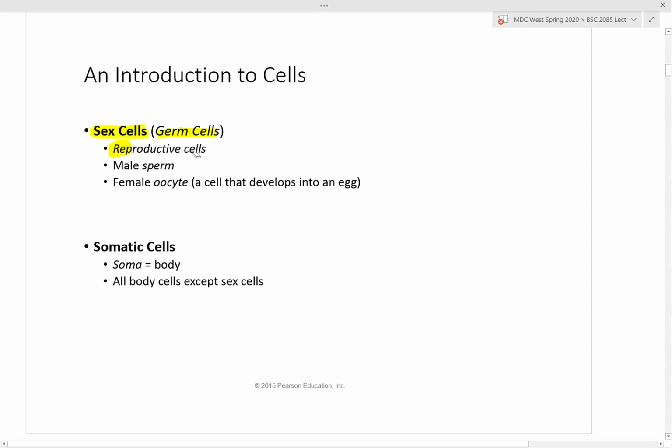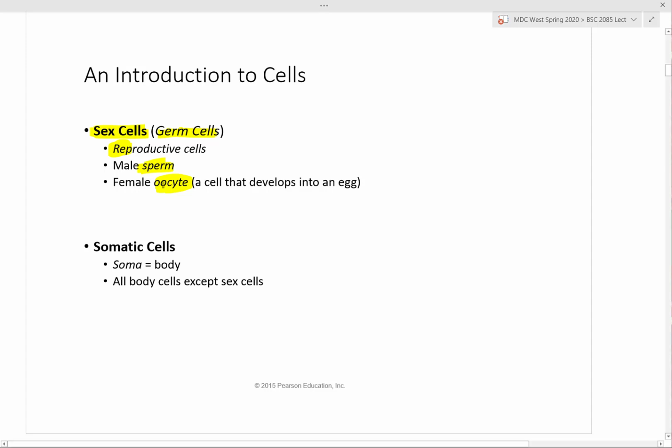Reproduce means if you're a male, you're gonna create what? Spermatocytes. And if you're a female, you're gonna create what? An oocyte, right? Or an ovum. So once the spermatocyte enters the oocyte, then the egg is known as a zygote, and then you have, voila, fertilization, right? So fertilization is the process of creating a zygote.